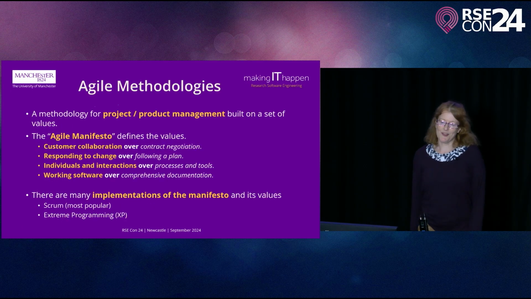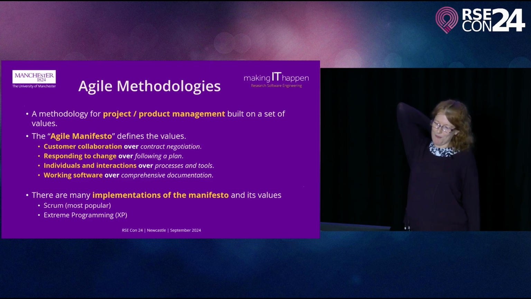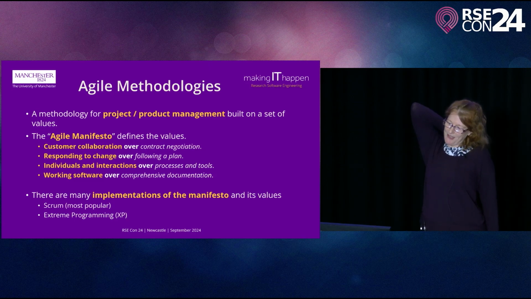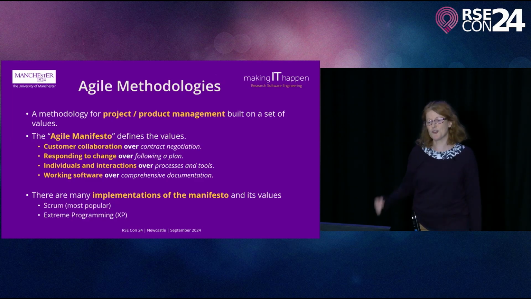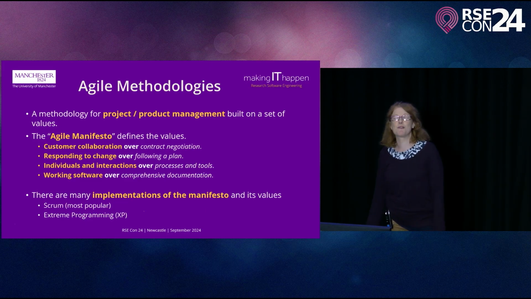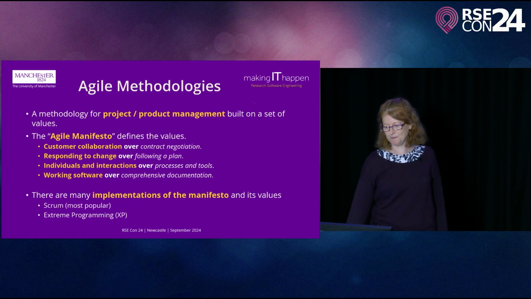Okay, so Agile methodologies. It's a methodology for project and product management built on a set of values. All of our managers have been sent on the Scrum course now, so we've been learning about all of the Agile and Scrum values and things like that. So the Agile Manifesto defines the values: customer collaboration over contract negotiation, responding to change over following a plan, and individuals and interactions over processes and tools, and working software over comprehensive documentation.